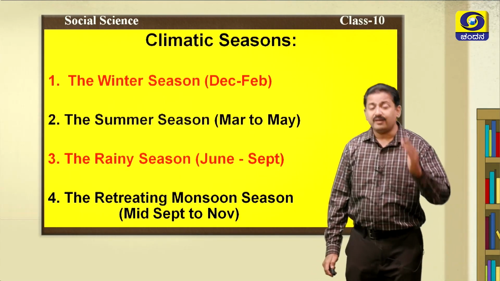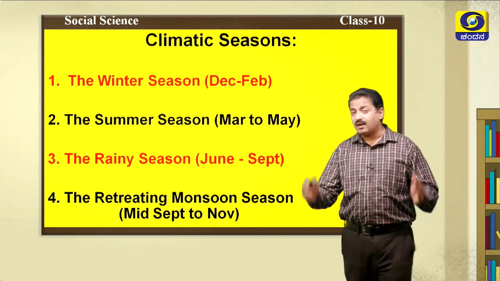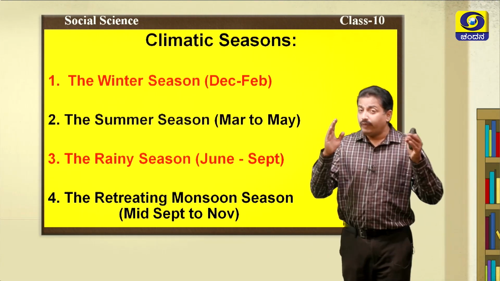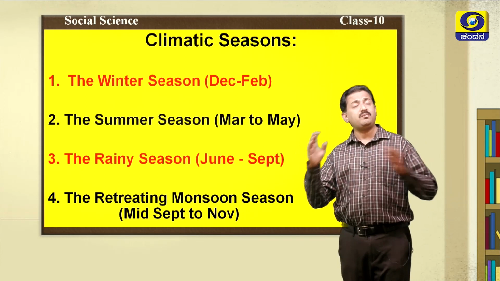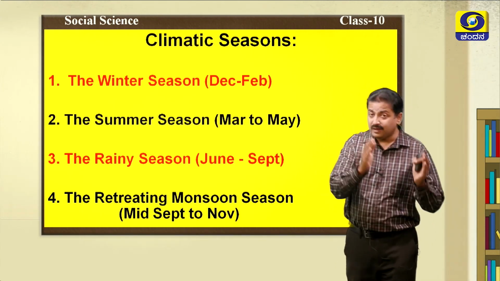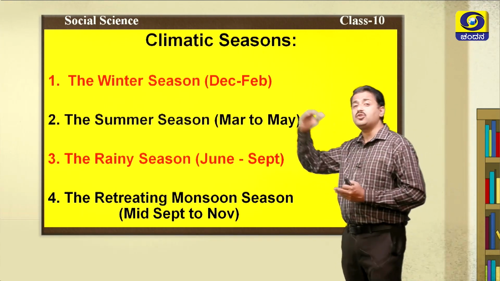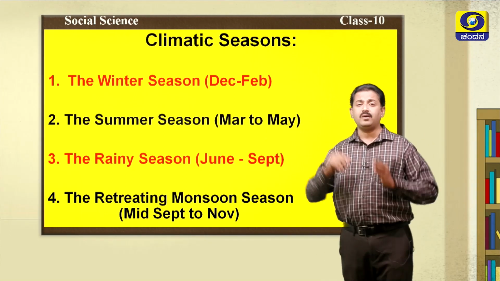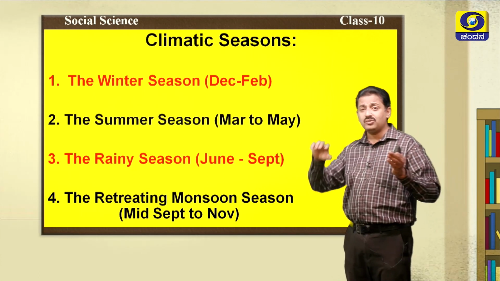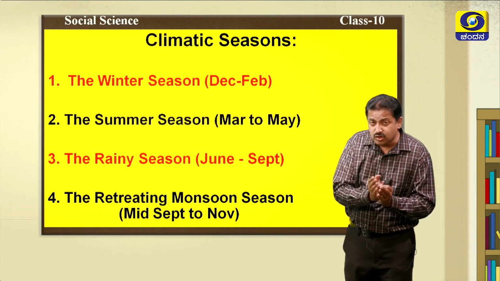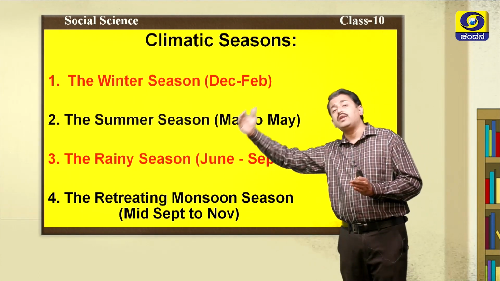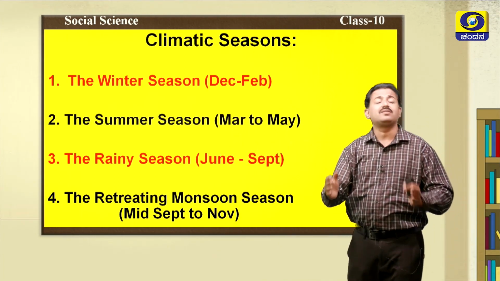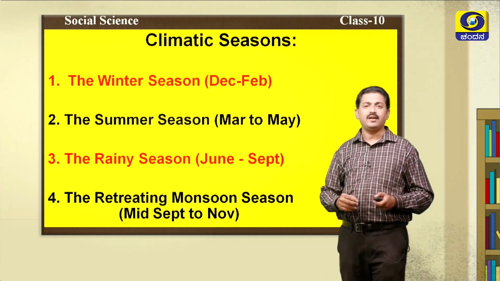This climate of India can be classified into 4 seasons. They are: winter season is from December to February, summer season is from March to May, rainy season is from June to September, the retreating monsoon season is from almost mid of September to November. So, these are the 4 climatic seasons of our country.